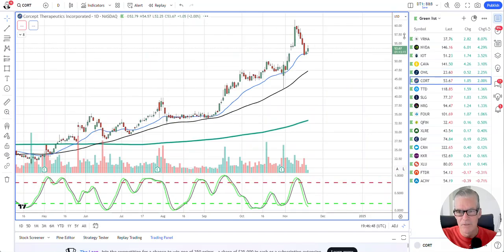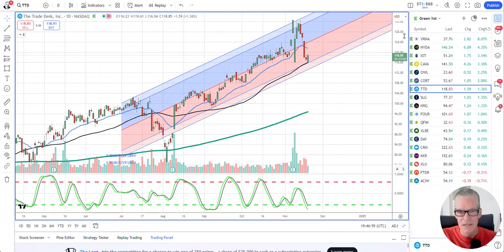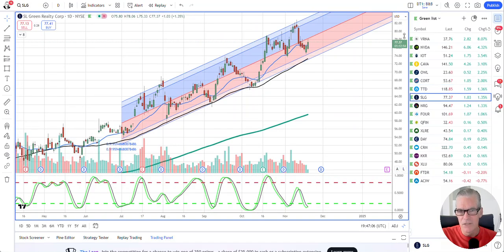We looked at OWL before. This is a biotech I like a lot, right? Big breakout a couple of weeks ago, soft pullback into the 21, midline of the LRC, and reversing back higher. We're long TTD off that reversal at the 50-period moving average. Bullish engulfing. SLG looks good.